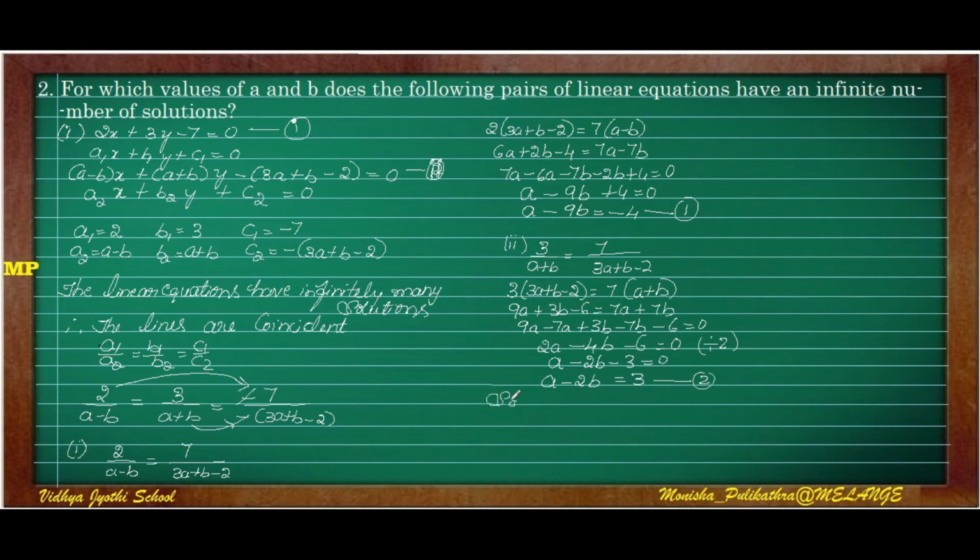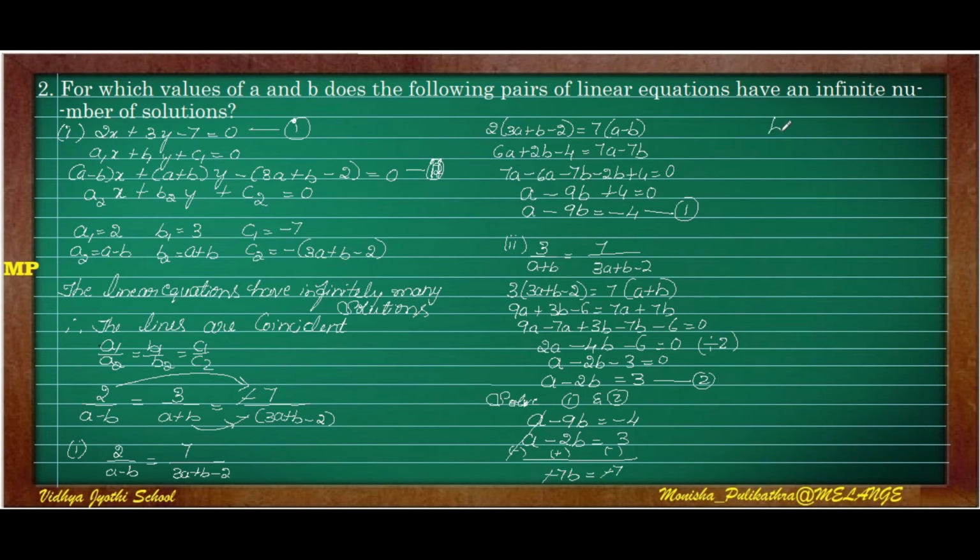So now what we have to do? Solve equations 1 and 2. As we have done, in elimination method or in substitution method, any method we can use here. Okay. So I will be using elimination method. So here a minus 2b is equal to 3. So change the sign. So a gets cancelled. Here it is minus 7b is equal to minus 7.